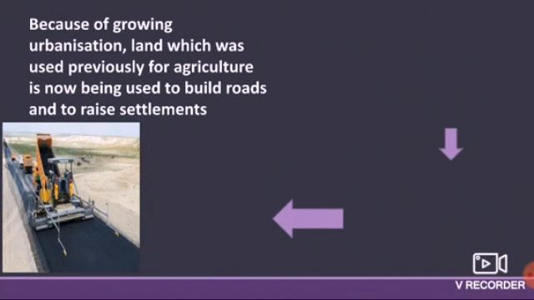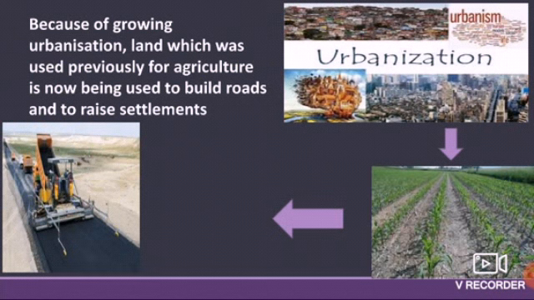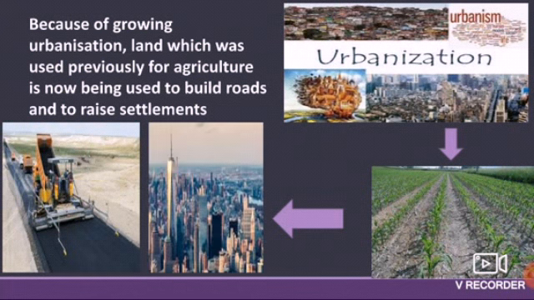Because of growing urbanization. Now, urbanization means what? Where you will see the buildings, big buildings, industries. Because of growing urbanization, land which was used earlier for agriculture is now being used to build roads and also to raise settlements. So students, urbanization is what? The land which was used earlier for agriculture is now used for the construction of buildings.